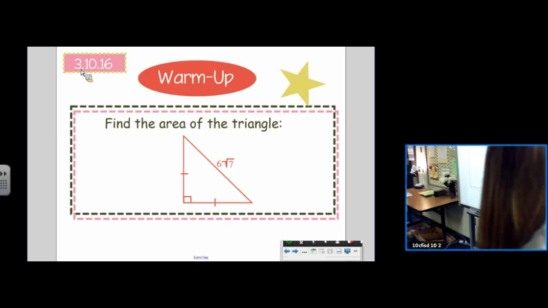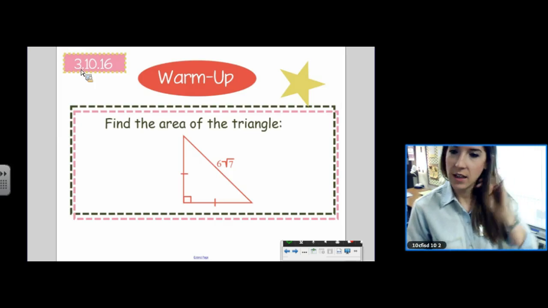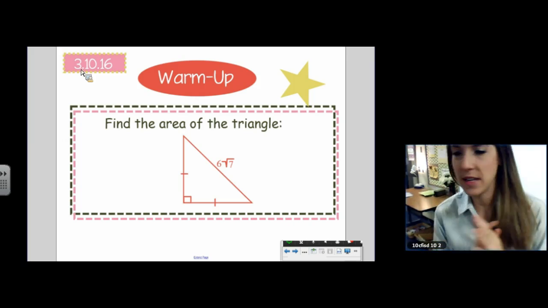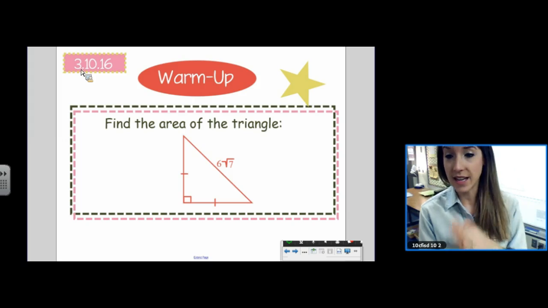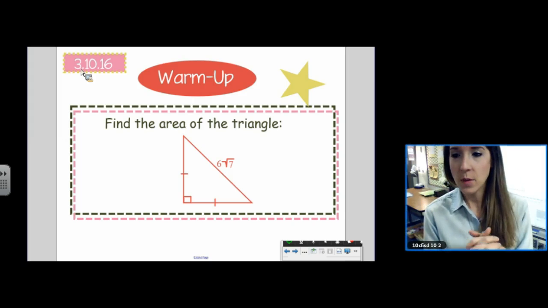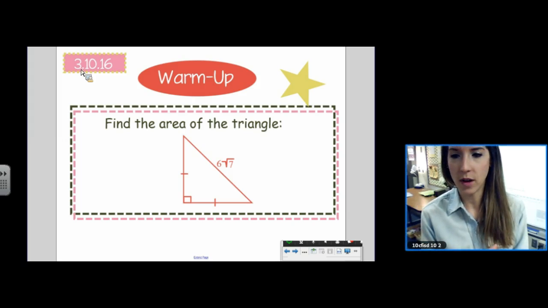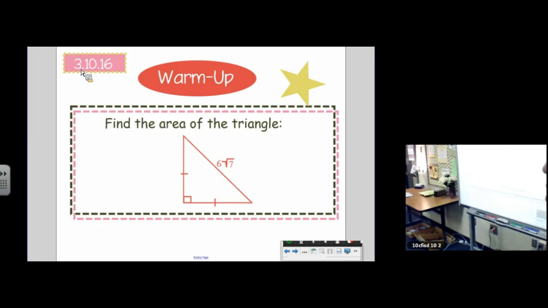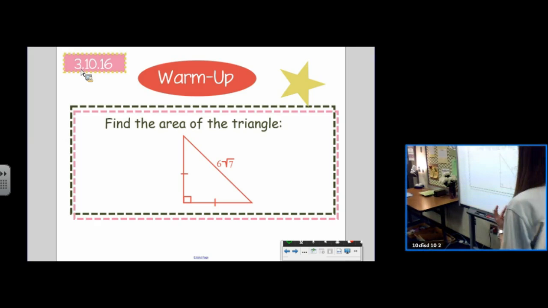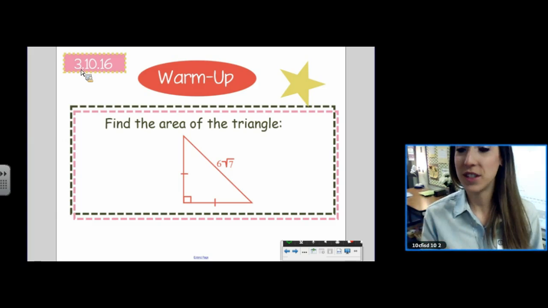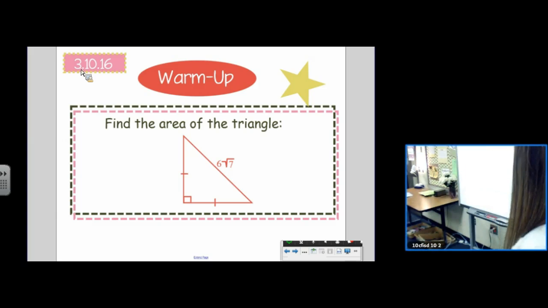All right, so in this warm-up, the first thing that we would need to do is find the legs of this right isosceles triangle, right? We need to find the legs because those serve as our base and our height, and those are the only two segments we need for the formula. So we know when we have a right isosceles triangle that the pattern is x, x, x root 2. Good. So we need to do 6 root 7 divided by root 2.